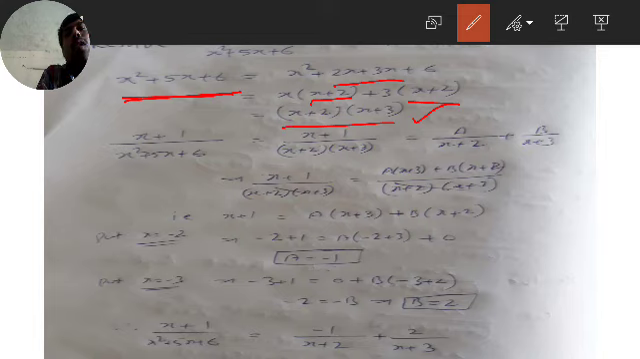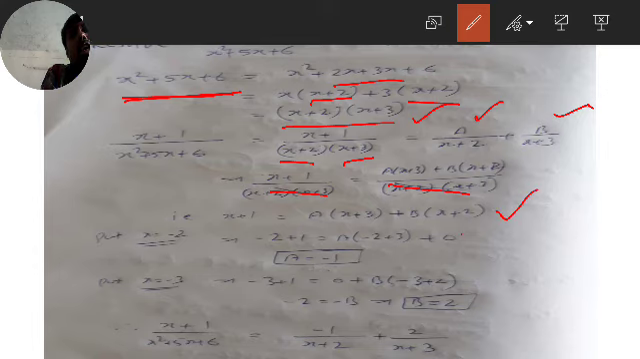Now x plus 1 by x plus 2 into x plus 3: for first factor, a by x plus 2, for second factor, b by x plus 3. Take LCM, x plus 2 cancel, a into x plus 3, x plus 3 cancel, b into x plus 2. The denominators cancel, numerators are equal. To make b 0, put x is equal to minus 2, you get a is equal to minus 1.